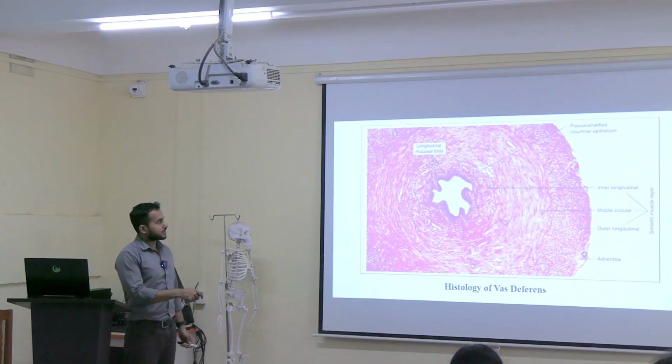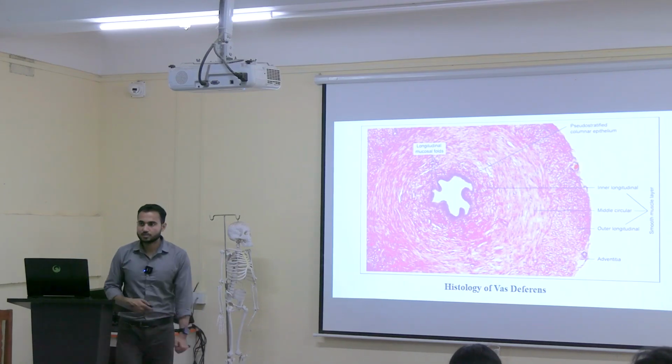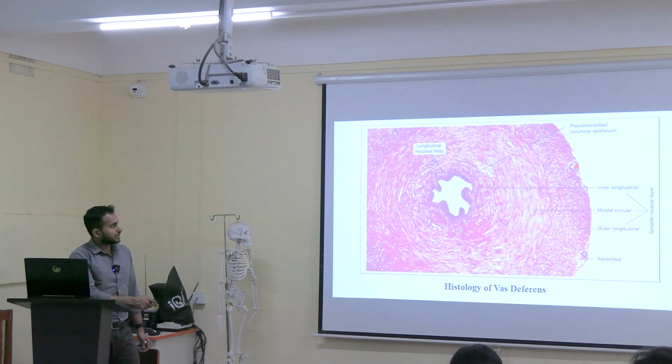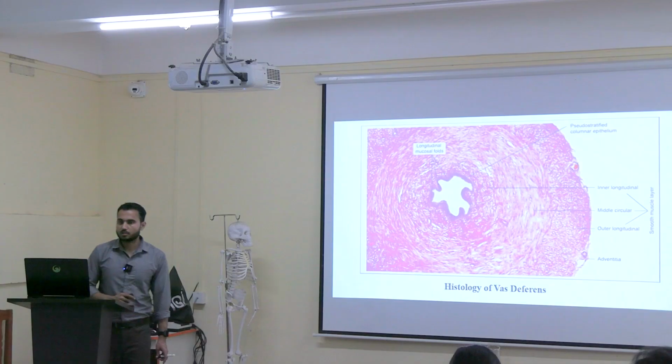Okay. Next, this is the lining epithelium, where stereocilia is also present. Beyond that, we are getting the lamina propria, and this entire part is made up of smooth muscle cells. Three layers are there. You can see this is the inner longitudinal, this is the middle circular, which is the thickest, and then the outer longitudinal, followed by the outermost adventitia, which is made up of loose areolar tissue.